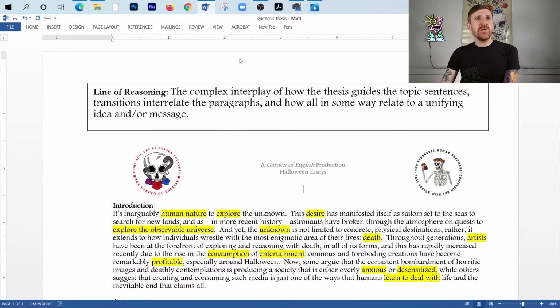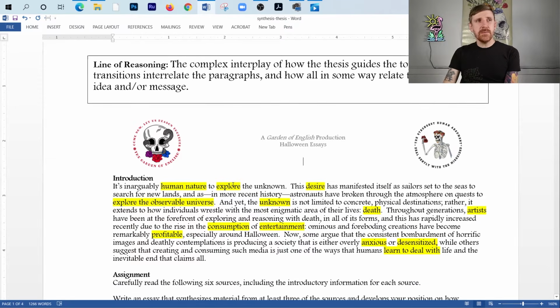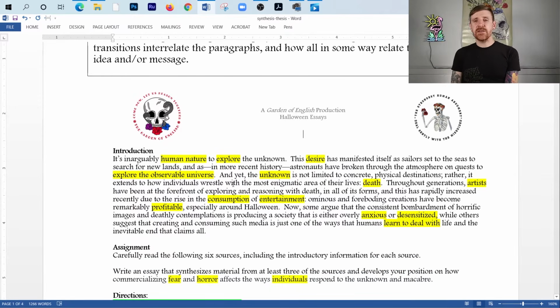Anyway, we have been talking about the horror prompt, and we've had a couple of videos about this. We talked about breaking down the prompt. We talked about ways to get sources in conversation with one another, or to read sources to see what they're about, to begin to set them up for conversation. But we do eventually have to write thesis statements.